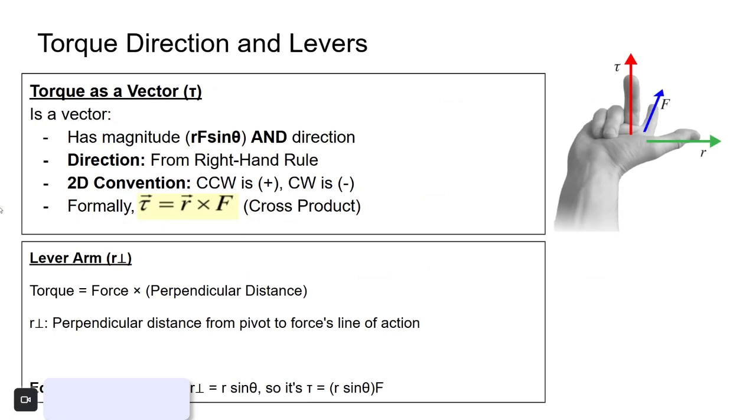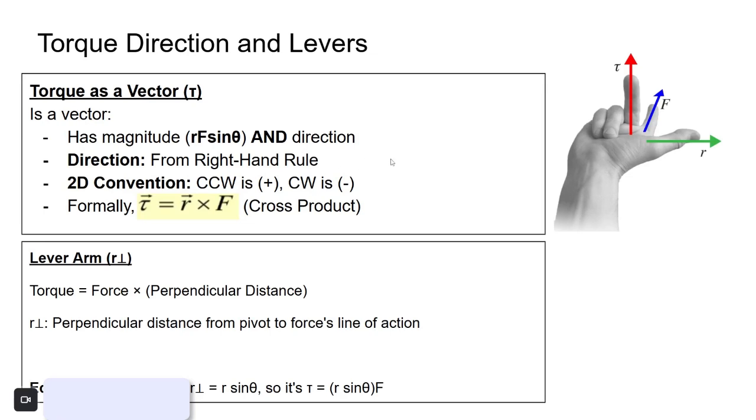So now let's talk about torque's vector quantity and levers. It's really important to remember that torque is also a vector quantity, meaning it has both magnitude and direction. The equation rF sine theta gives us the magnitude, and the direction tells us about the axis and center of rotation. We find this using the right hand rule.